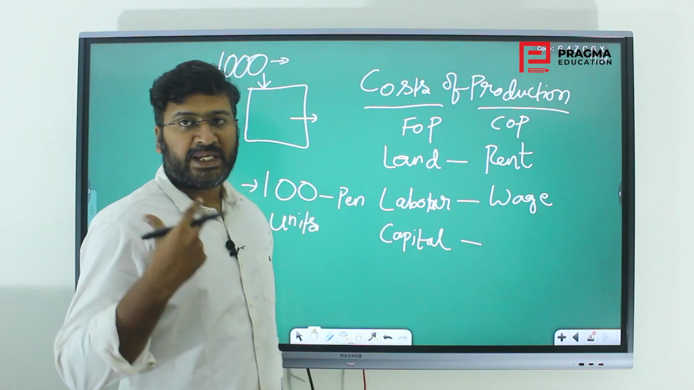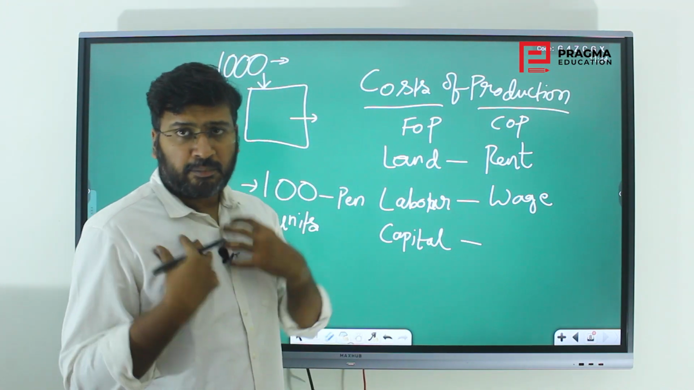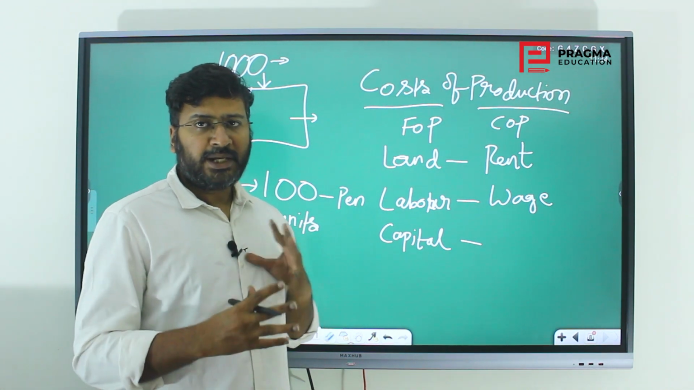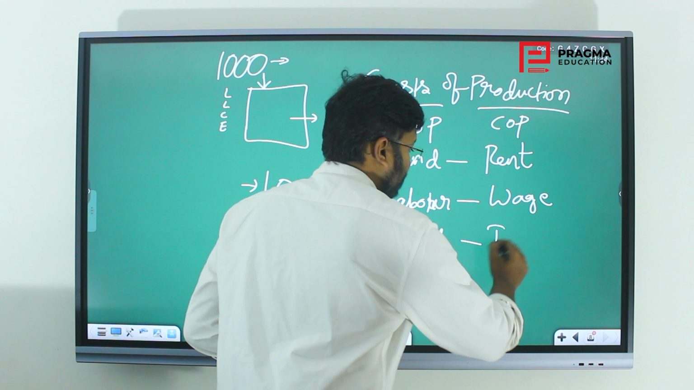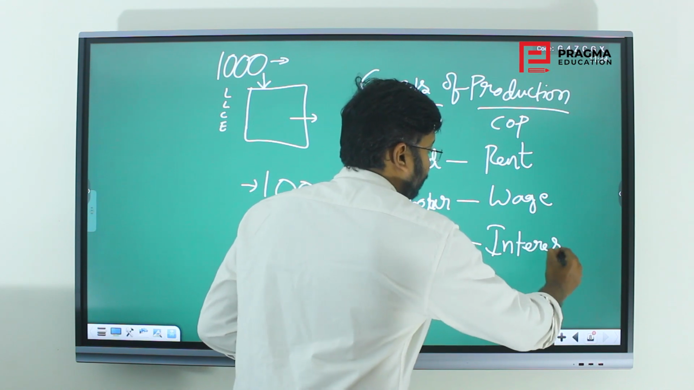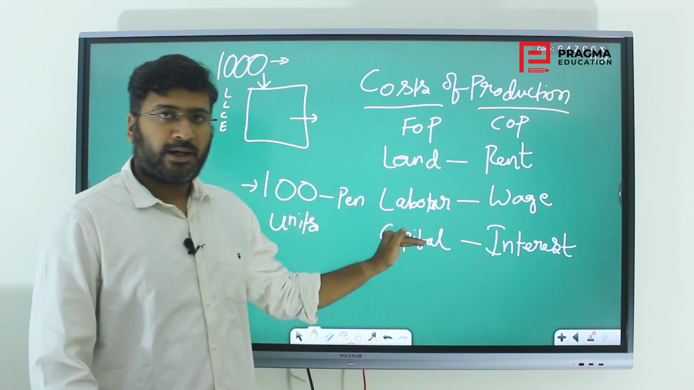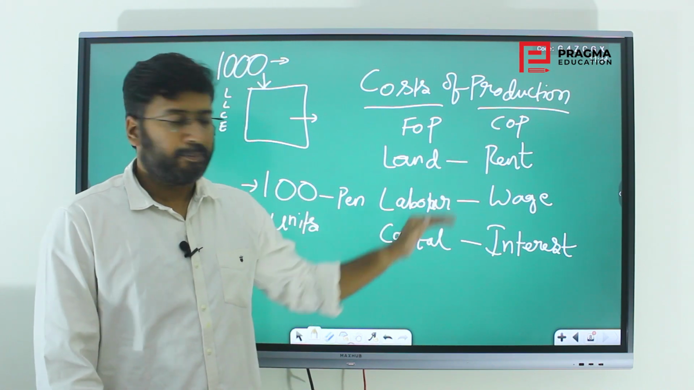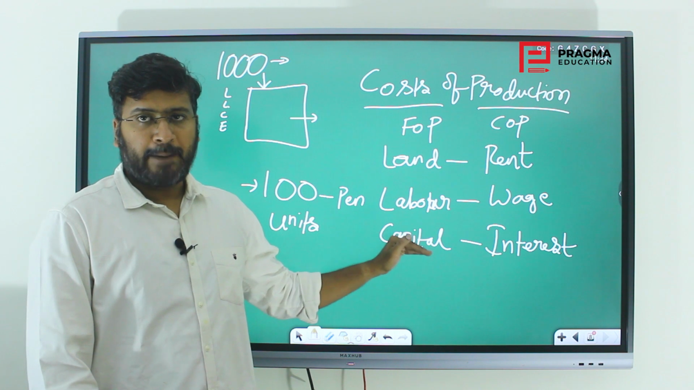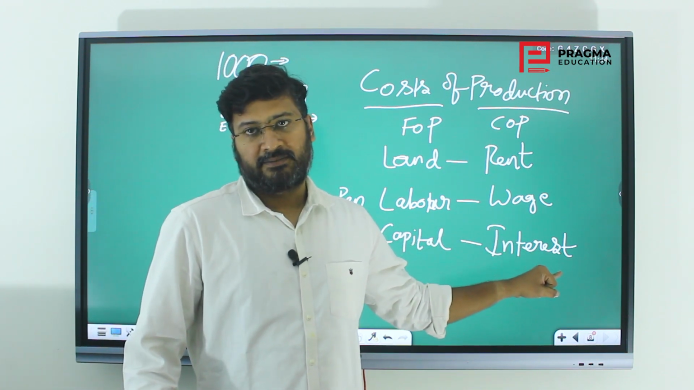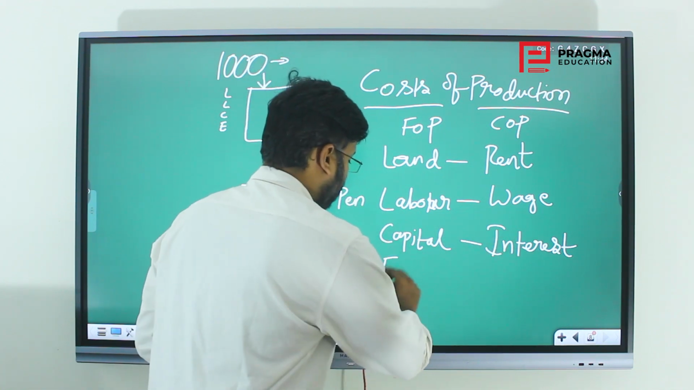Capital, that is money. If I take money from somebody, what is the cost associated with money? That is interest. That is the cost of production. If I get a loan from the bank to open my company, say 50 lakhs, that is capital. So what will I be paying for it? The interest. That is the cost of production.